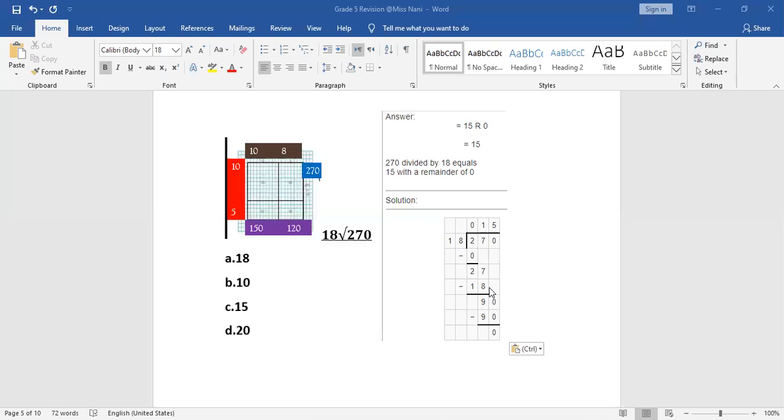27 minus 18 is what? 7 minus 8 it can't be, so the 7 becomes 17, 17 minus 8 is 9, and the 2 will be 1, 1 minus 1 is 0, 9, and bring down the 0, then 90 minus 90, I will get 0. So then 90, I will ask the 90, how many 18 do you have? It has 5 18s. Then I will multiply, get 90, then the answer is 15. Let's go to the next question.